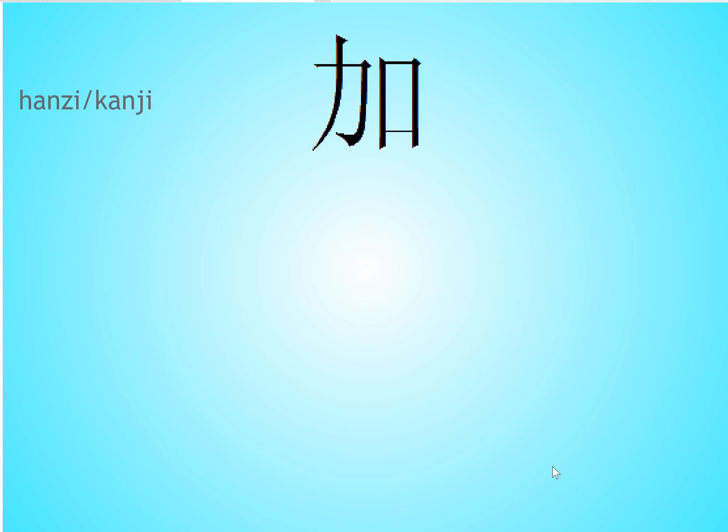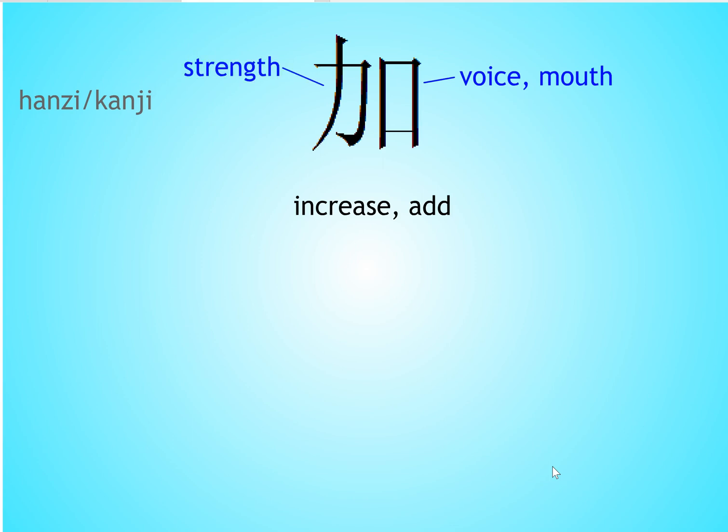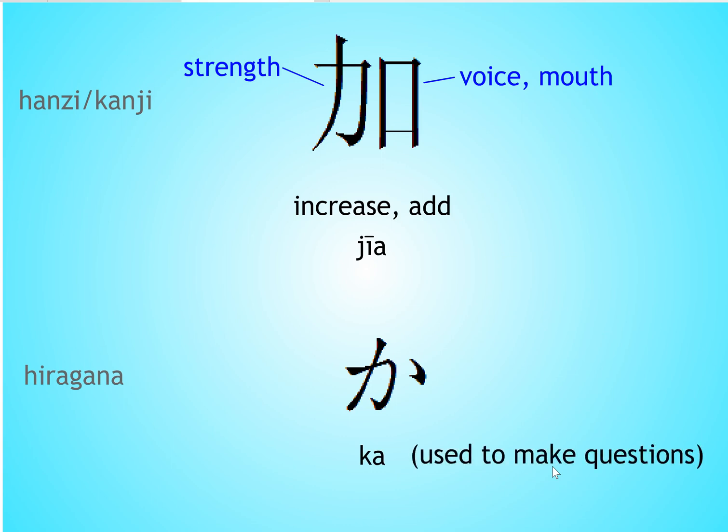Here is the Chinese character for increase or add, for example. It shows a voice, the open mouth, being strengthened. Someone is adding their voice to the shouting. This character was used as one of the basic sound characters. In Mandarin, this character is pronounced jia. It was shortened into this shape, which is pronounced ka in Japanese. This is a very common particle in Japanese. You add it to the end of a sentence to make a question.